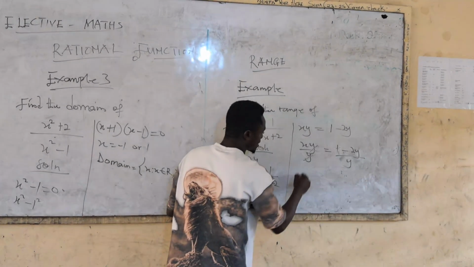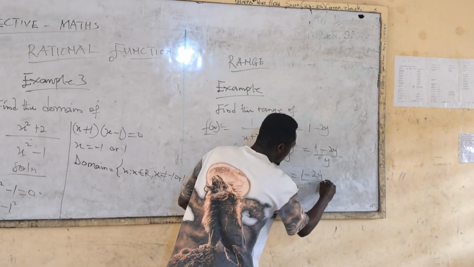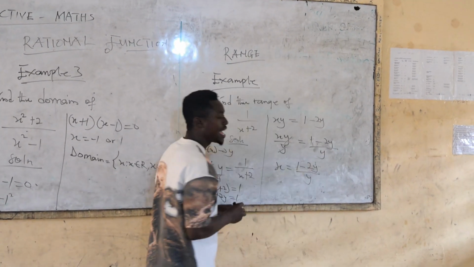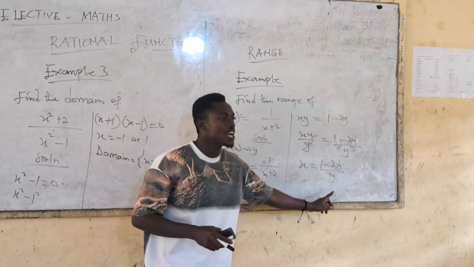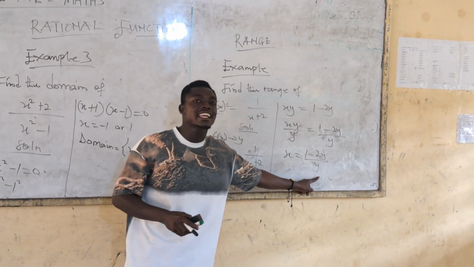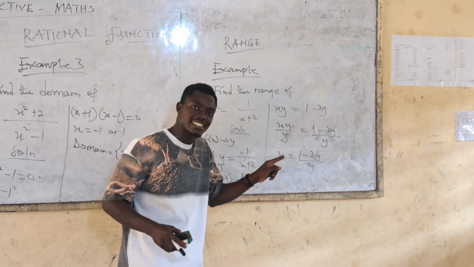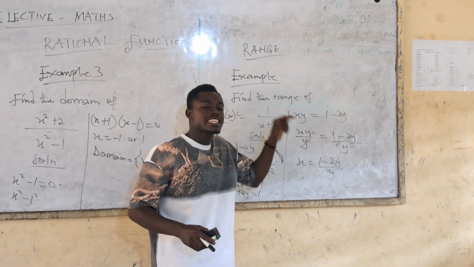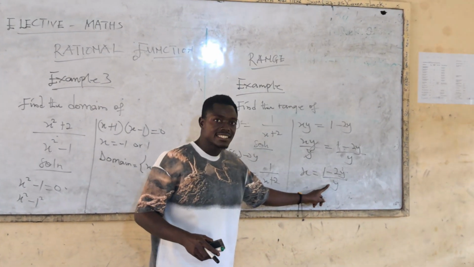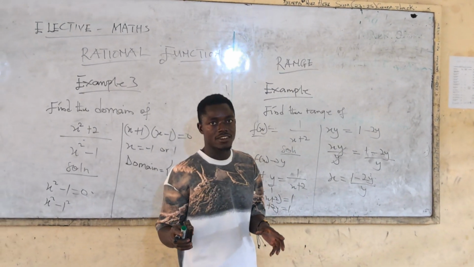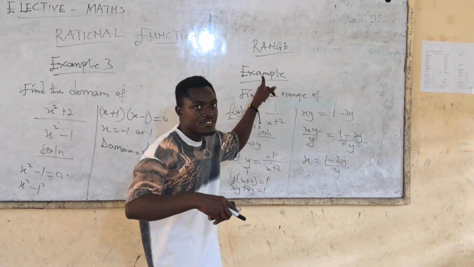Y. So this y cancels, therefore x equals 1 minus 2y over y. And they said the range is the set of all possible values of y which will make x defined, which will make us get a value for x. Any number which will not make us get a value for x is out of range. So we are finding those within the range. That's why I say range.